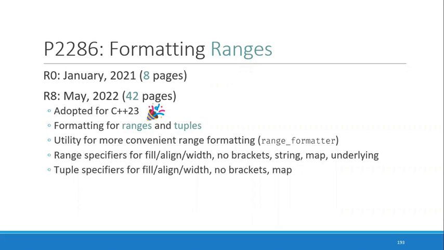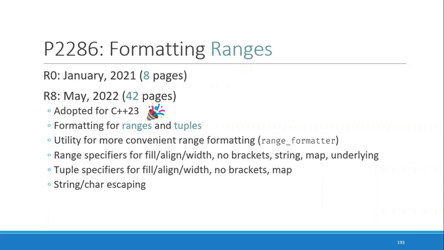It has a bunch of specifiers. So for instance, if you have a vector of pairs that logically represents a map, there's a specifier M to print it like a map, because not all vectors of pairs are maps, but some are. And tuple has a bunch of specifiers for fill, line, and width, and also map. Now there's no delimiter specifier here, for instance, and this also supports string and character escaping.